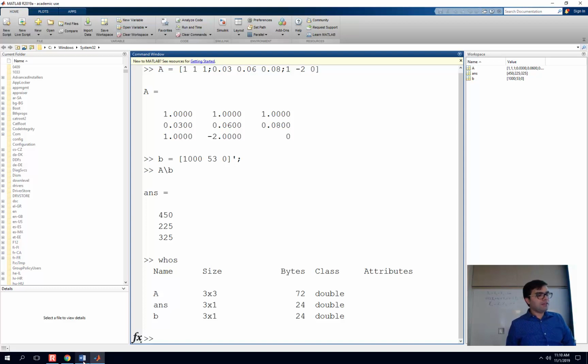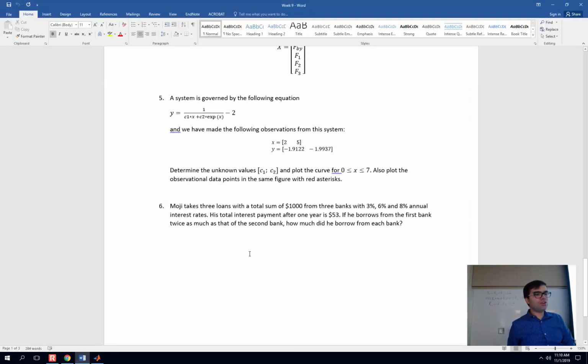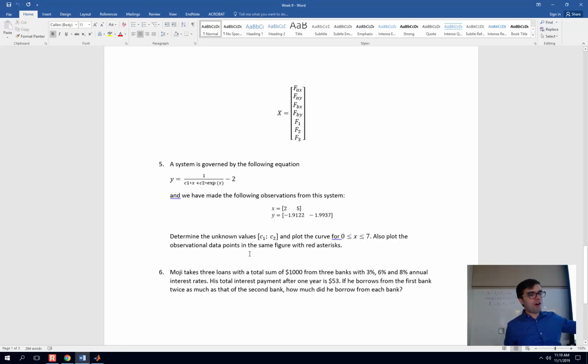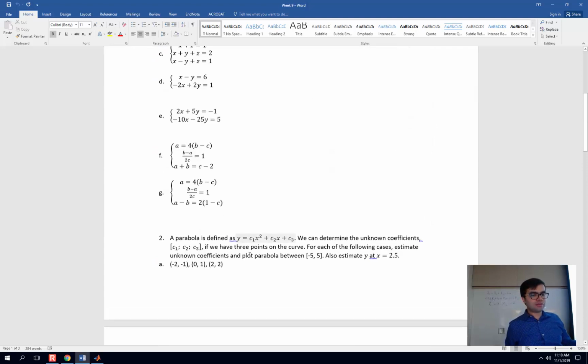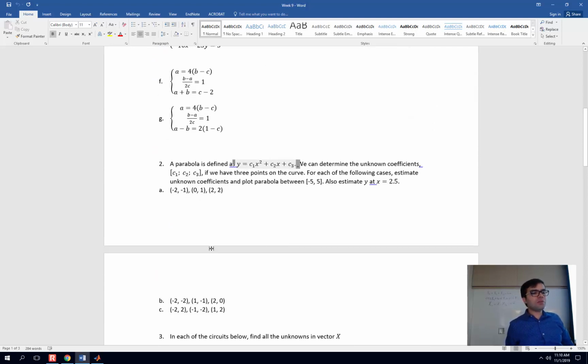But let me anyway move on, you know how to do this. Let me move to question number 5. I want to do questions 4 and 5 today. Let's quickly talk about 2 and then let's move to 5. So I have a parabola that is defined by y equal to c1x squared plus c2x plus c3. We can determine the unknown coefficients.